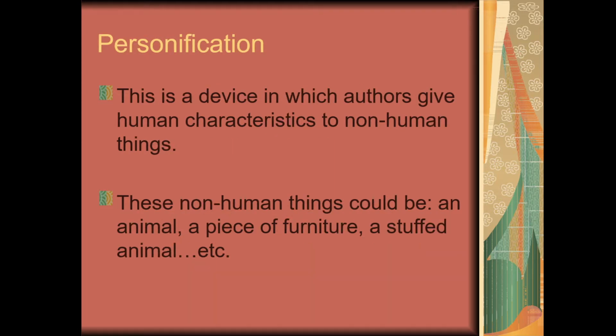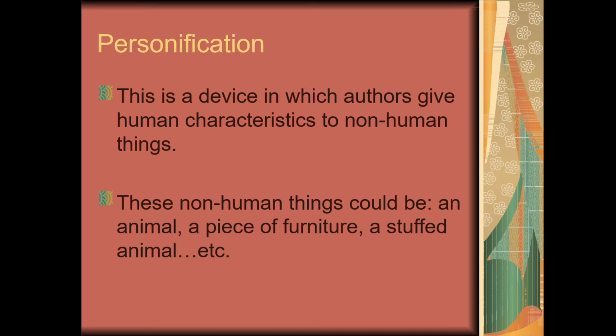Never mind. So personification is basically when you have an object or an item and you give it human-like characteristics. If you read this, it's the same thing I just said, but much longer. This is a device in which authors give human characteristics to non-human things. These non-human things could be an animal, a piece of furniture, a stuffed animal, whatever. As long as it's not human, then you can use personification.